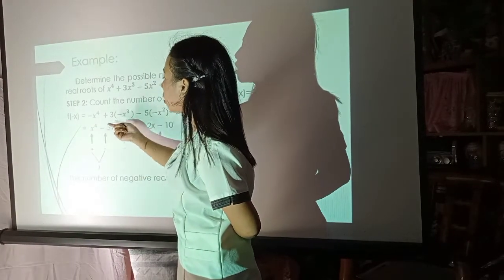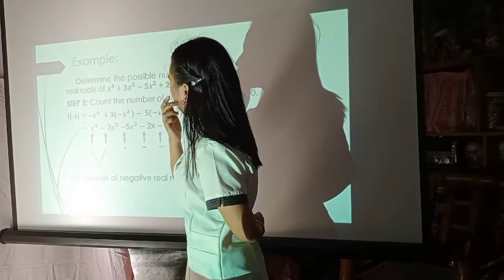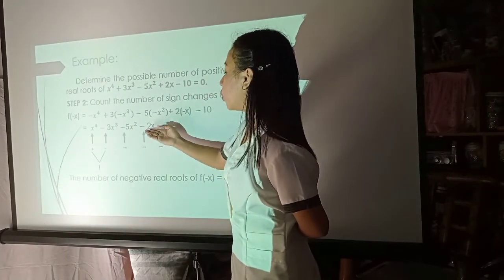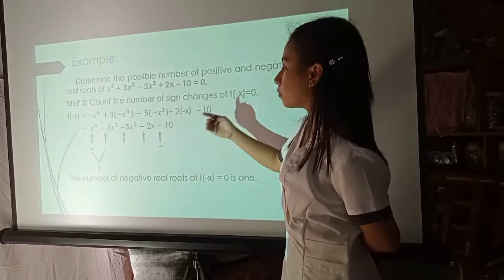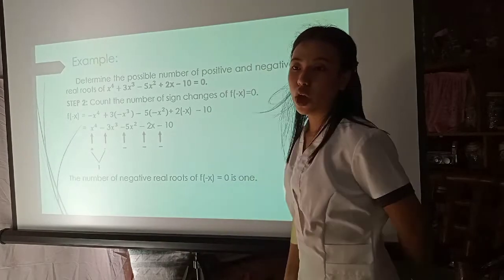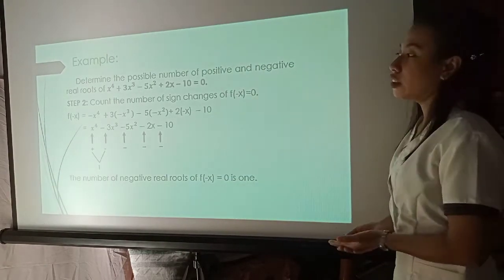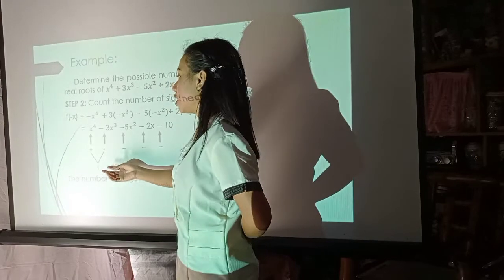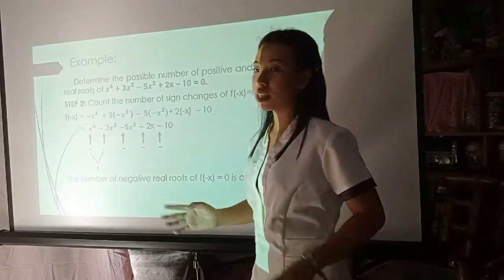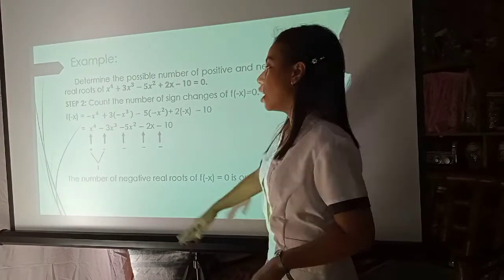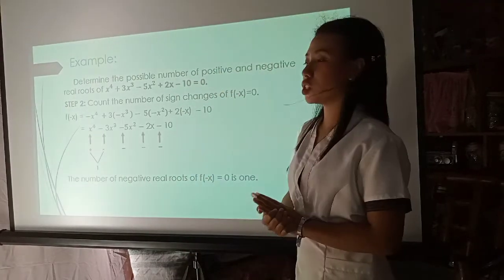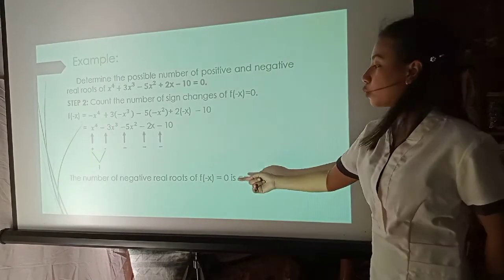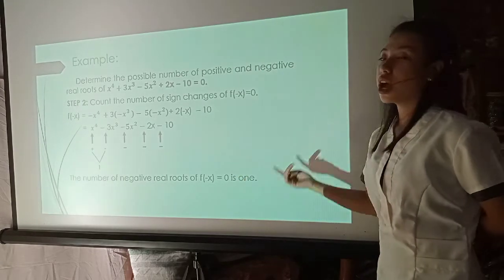And the sign of negative 3x cubed is negative. The sign of negative 5x squared is negative. The sign of negative 2x is negative. And the sign of negative 10 is negative. To count the number of sign changes, from positive to negative there is one sign change. Then negative to negative again, there is no sign change, and again none. Therefore, the number of negative real roots of f of negative x equals 0 is 1.